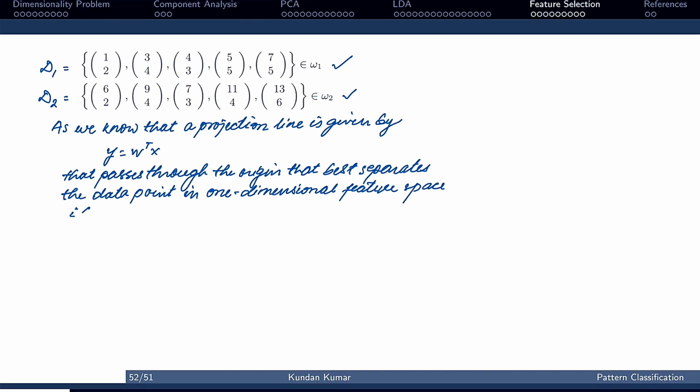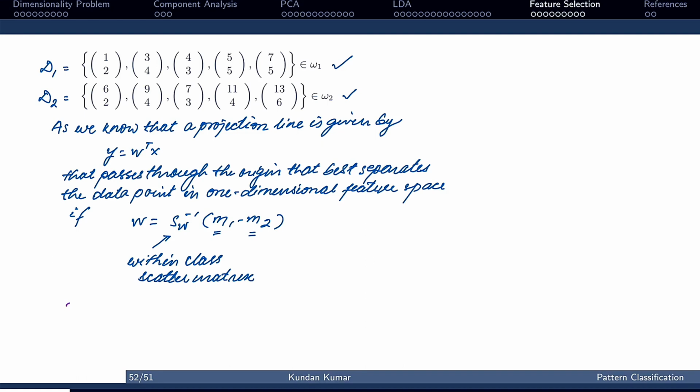if W equal to SW inverse into M1 minus M2, where SW is the within class scatter matrix, where M1 is the sample mean of set D1 and M2 is the sample mean of D2. Now, we can calculate these parameters from the given set of samples.